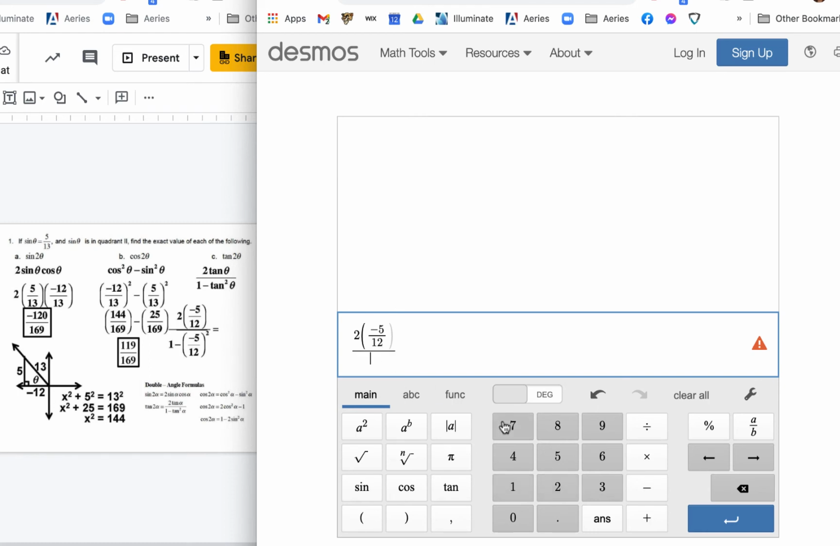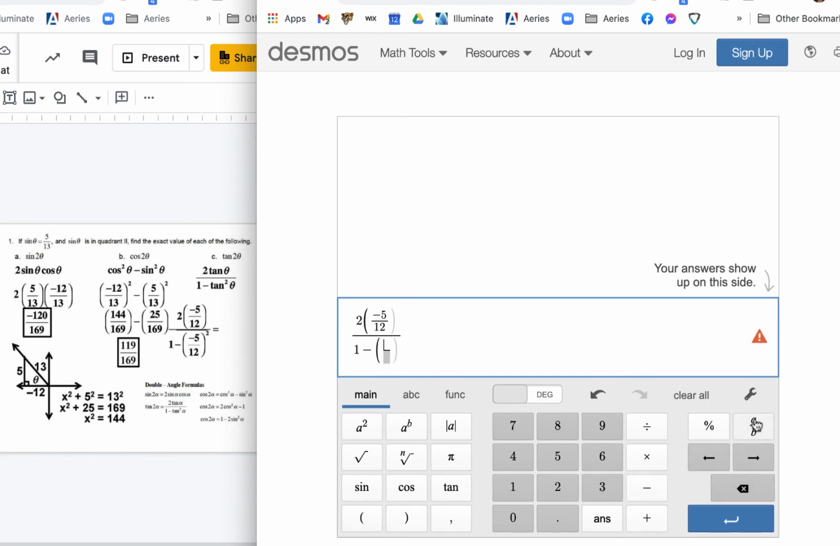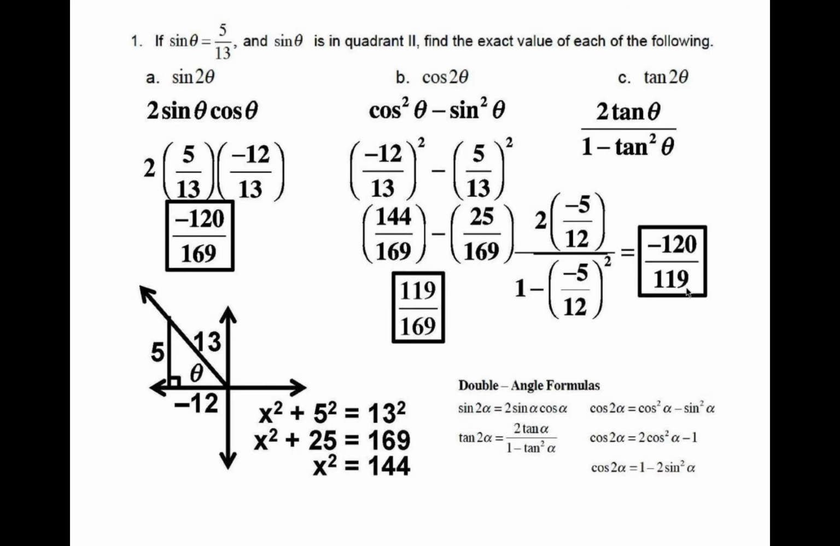In my denominator, I'm going to have 1 minus parentheses. We have a fraction of negative 5 over 12. But these parentheses are going to be squared, like so. So I'm getting this, but I want to see it as a fraction. So I'm going to click the Convert to Fraction button, and I'm getting negative 120 over 119. All right, so we can say it's negative 120 over 119.